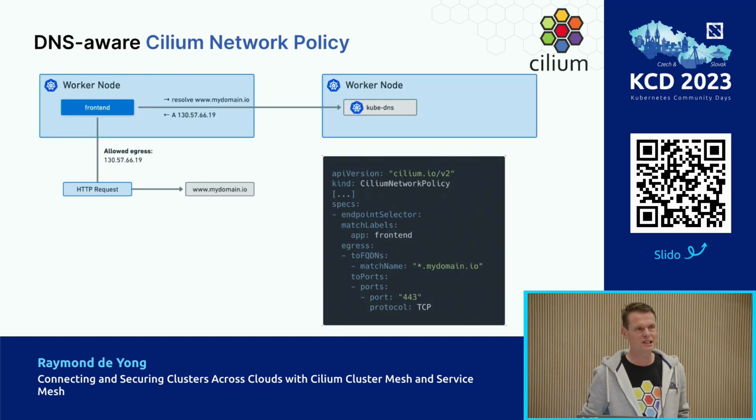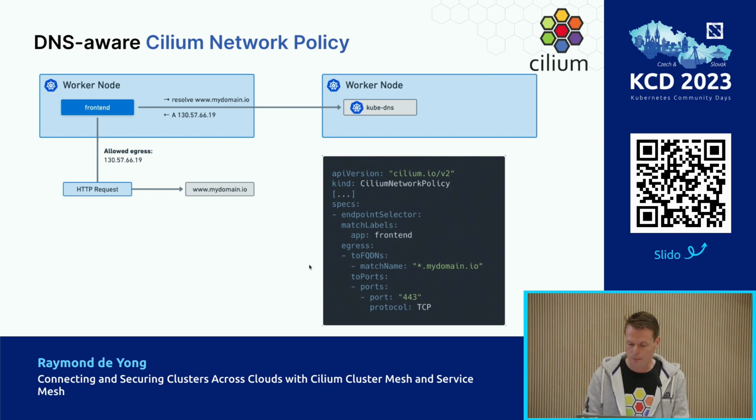Cilium also supports DNS-aware network policies. This allows you to create toFQDN rules. And this is super useful in cloud. For example, when you want to secure access to S3 buckets. You may know that underlying IPs of those kind of objects change a lot. So using toFQDN rules instead makes it manageable to secure access to such resources.